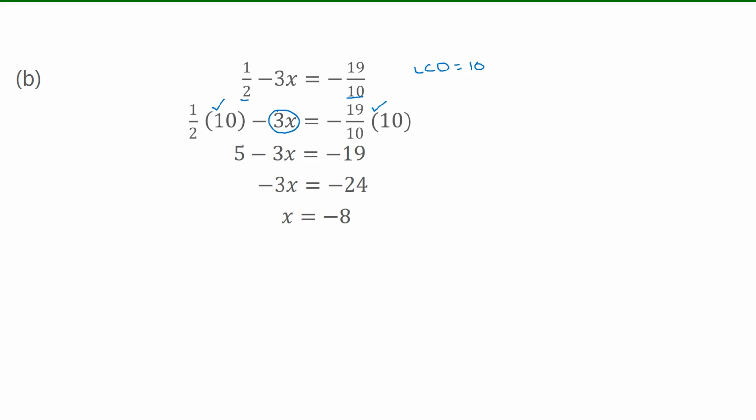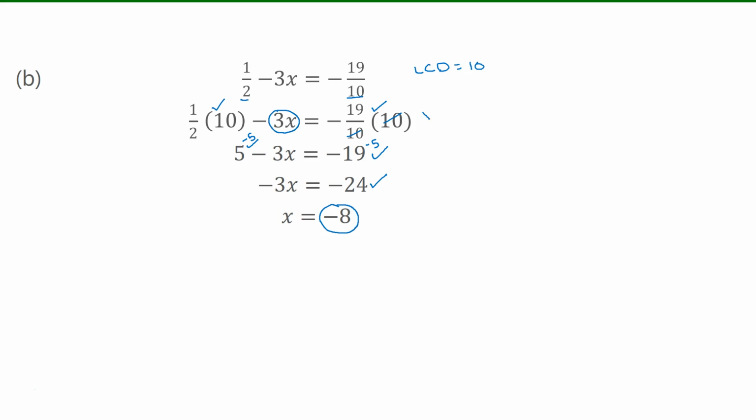Next, they said 1/2 of 10 is 5, and negative 19 over 10 times 10 is negative 19, because the 10s can cancel. So that's correct. Next, we will get rid of that 5 by subtracting 5 from each side. Negative 19 take away 5 is negative 24. So that's correct. Now for the last step, you need to divide each side by negative 3. But negative 24 divided by negative 3 is not negative 8, it's positive 8. So they messed up their sign here.